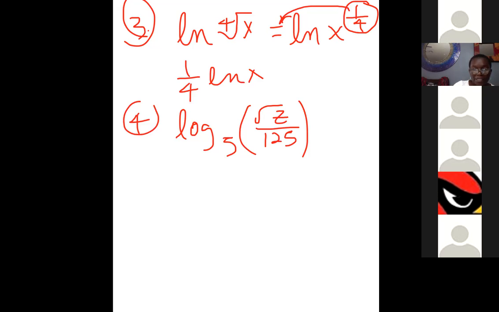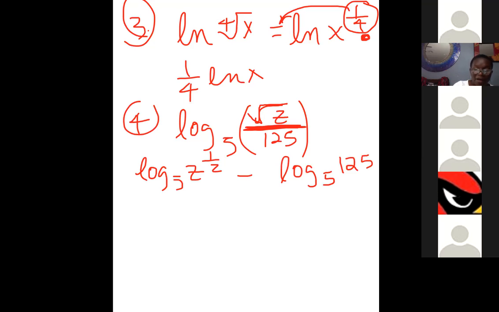All right, guys, so pay attention. Here it comes. We are going to expand this. There are 2 properties here. First, the quotient property. Division becomes subtraction. Plus, we got a radical here. The radical will become a fraction or exponent like this one up here, okay? And the fraction or exponent becomes a coefficient. So I'm going to rewrite it out. Log base 5, z to the 1/2. Where did the 1/2 come from? That's the square root. Minus, why do I have the subtraction? Because division becomes subtraction. Log base 5 of 125.